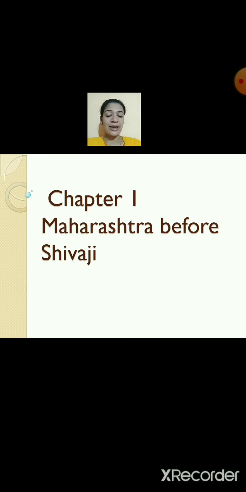Now children, this is revision week as you all know. So we are going to do the revision of chapter 1, Maharashtra before Shivaji. Now children, in EVS 2 you have only one chapter and that is Maharashtra before Shivaji.